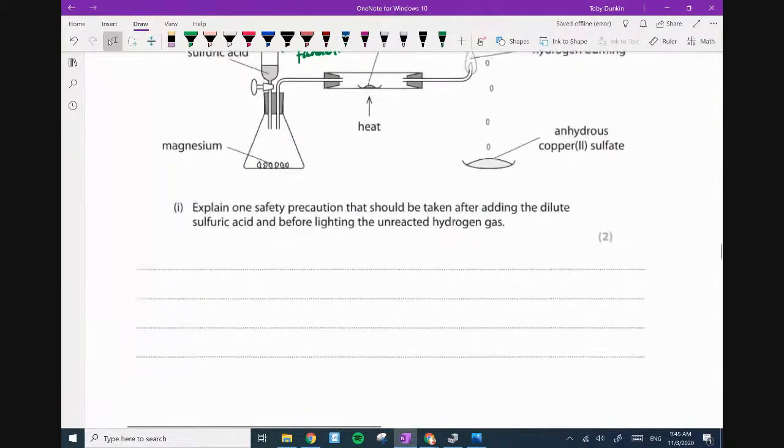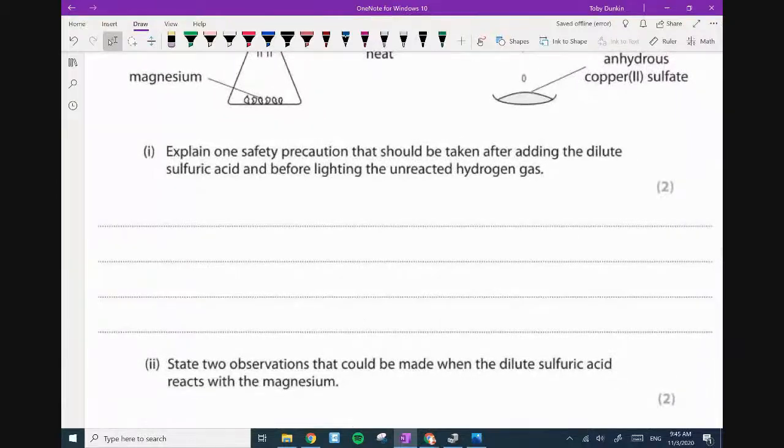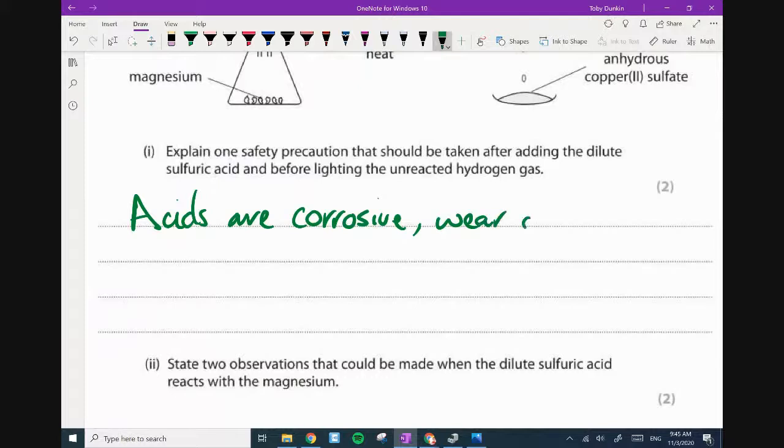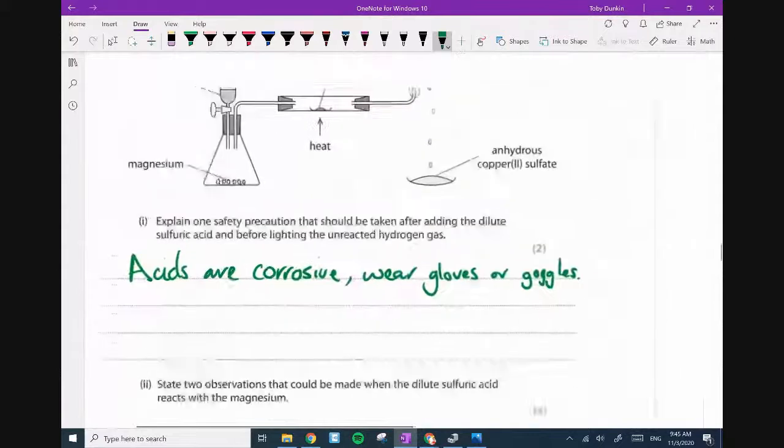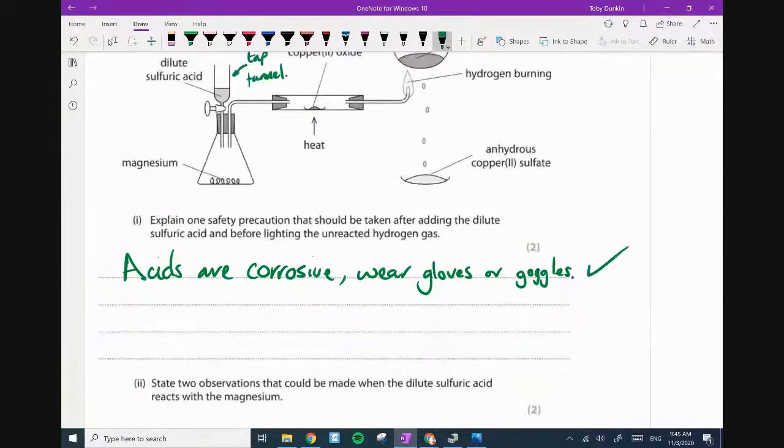So the first thing is that acids are corrosive. Wear gloves or goggles. In fact, you should actually wear both, just so you know, because you're not going to throw it in people's faces, but gloves and goggles is the right choice. Either, that's 1 mark, folks.